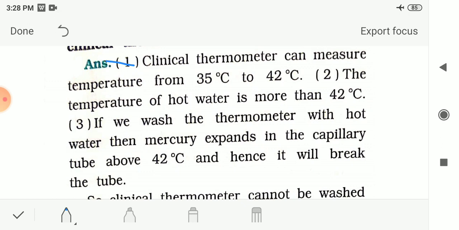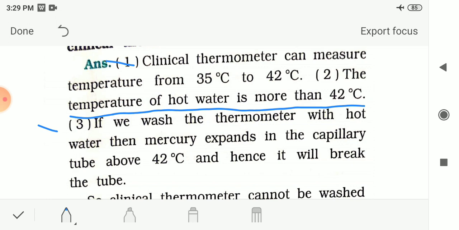The temperature of hot water is more than 42 degrees Celsius. As we had seen, the temperature of boiling water is up to 100 degrees Celsius. So the temperature of hot water is more than 42 degrees Celsius. And if we wash the thermometer with hot water, then mercury expands in the capillary tube above 42 degrees Celsius, and hence it will break the tube.